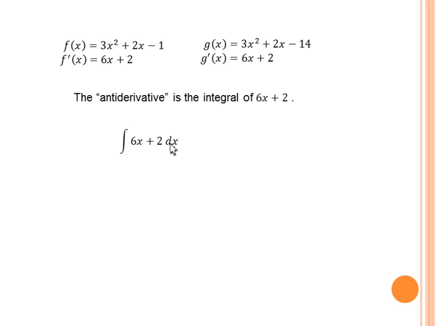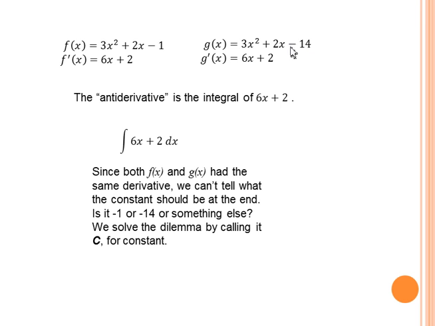Well, what is the antiderivative of 6x plus 2? Is it f? Is it g? We're not sure. They both have the same derivative, so we just say, okay, we're just going to make sure there's a constant at the end.